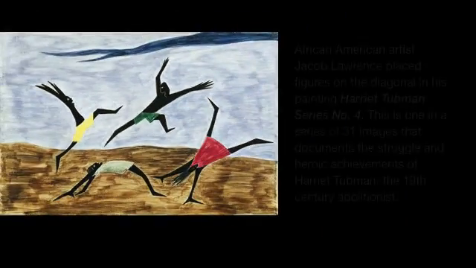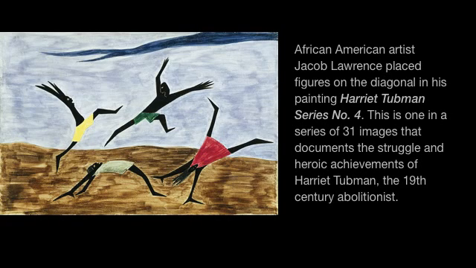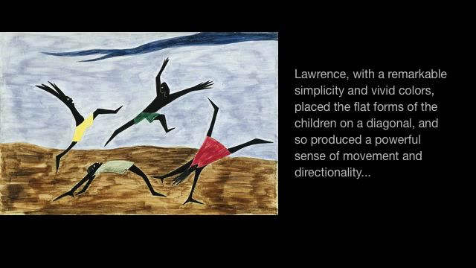African-American artist Jacob Lawrence placed figures on the diagonal in his painting Harriet Tubman Series No. 4. This is one in a series of 31 images that documents the struggle and heroic achievements of Harriet Tubman, the 19th century abolitionist. Lawrence, with a remarkable simplicity and vivid colors, placed the flat forms of the children on a diagonal, and so produced a powerful sense of movement and directionality.